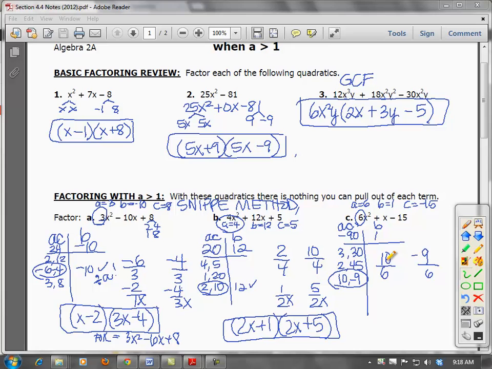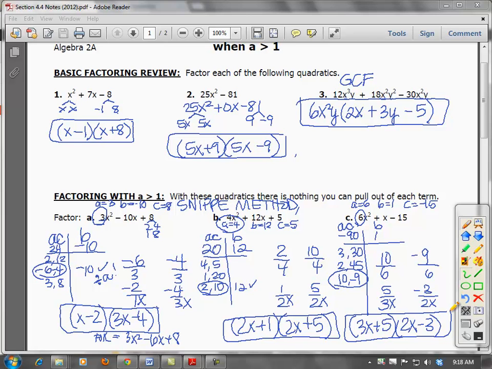10 divided by 6 reduces to 5 over 3. I can put an x there. Negative 9 divided by 6 reduces to negative 3 over 2. I can put an x there. So my two factors are 3x plus 5, and let's try and write this correctly, 2x minus 3. And again, if you're looking at me going, really, how does that work? I promise you, FOIL it out and you will find you get back to the original. Okay, so this is our introduction to the snip method.